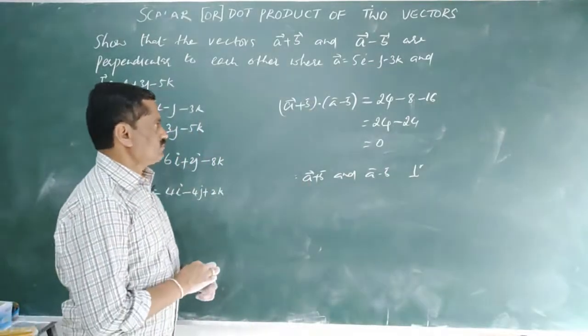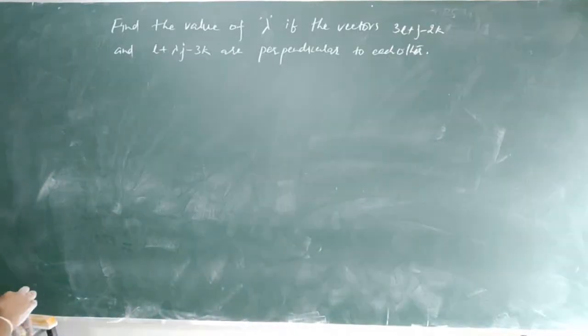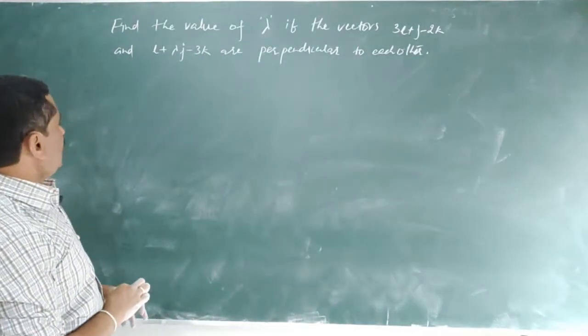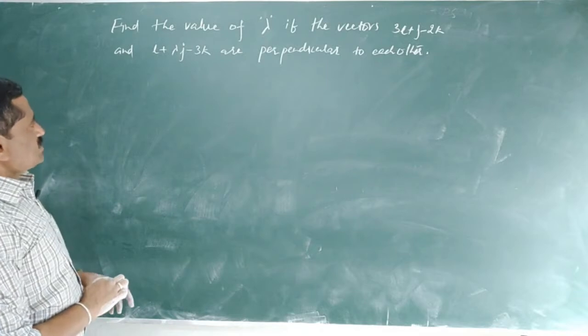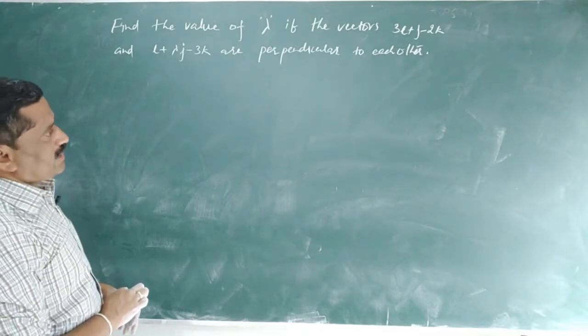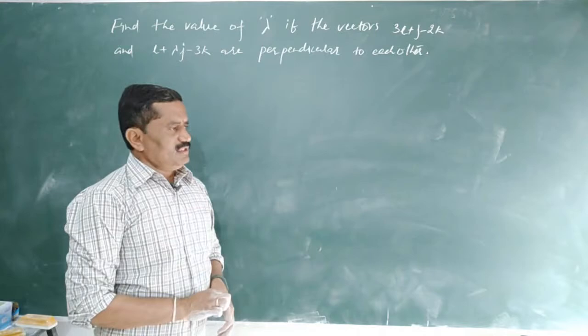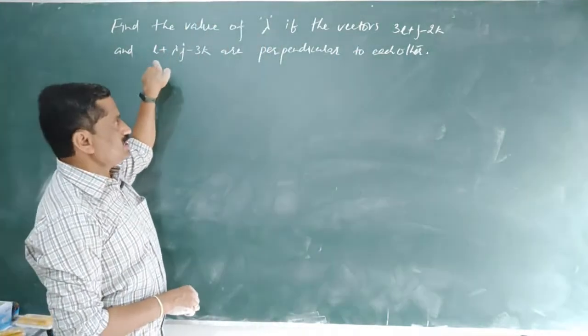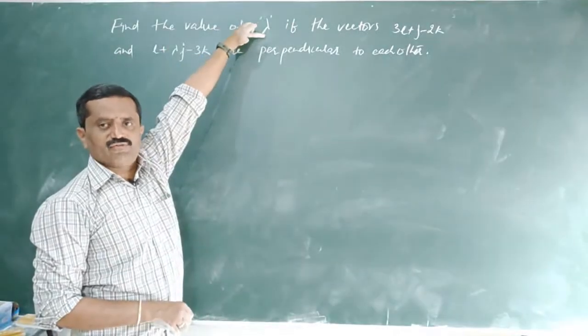Find the value of lambda if the vectors 3i plus j minus 2k and i plus lambda j minus 3k are perpendicular to each other. So he has given that these two vectors are perpendicular to each other. By using that, we have to find the value of lambda.